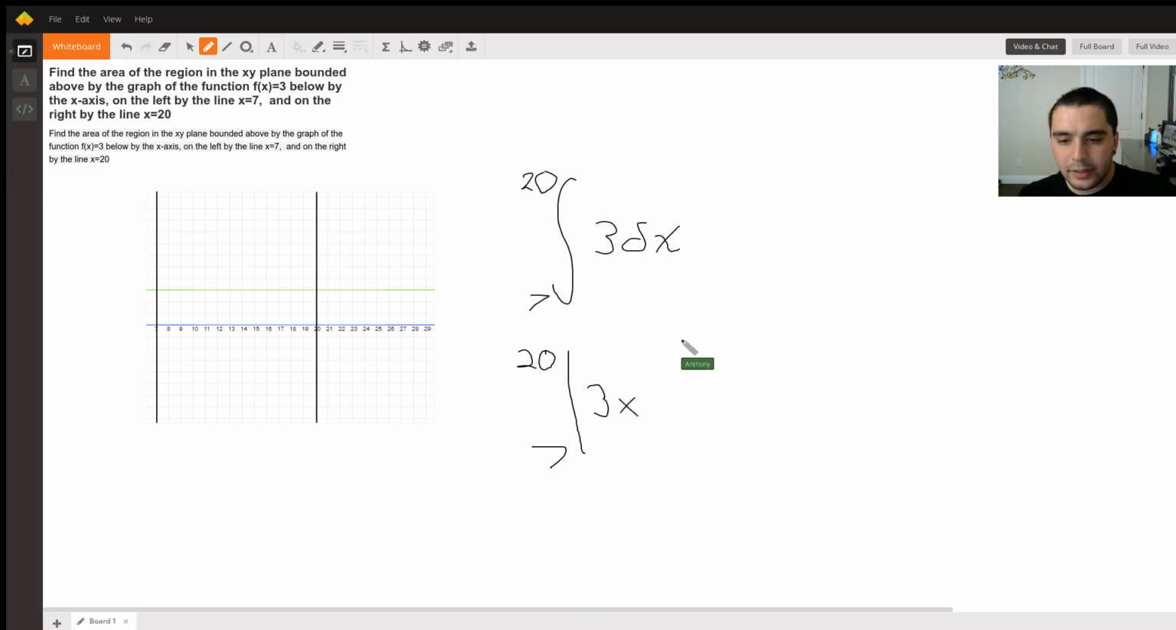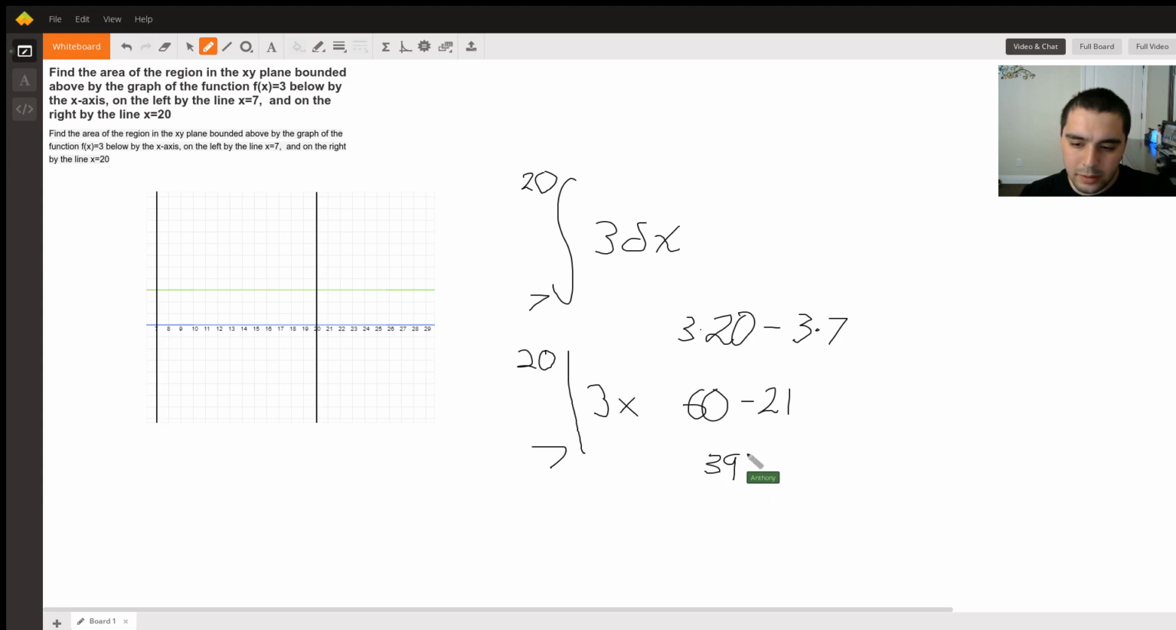So then we evaluate this. That's 3 times 20 minus 3 times 7, which is 60 minus 21. Well, if that was 20, that would be 40, so it's going to be 39. That's your answer. And you can see this right here: this is 13, and this is 3, so 13 times 3 is 39.